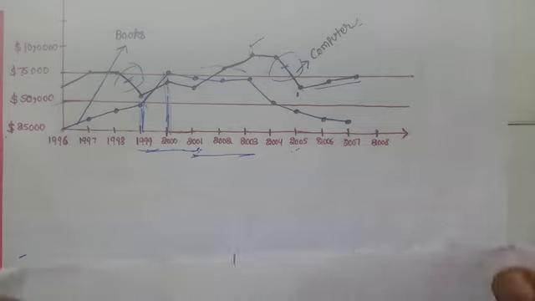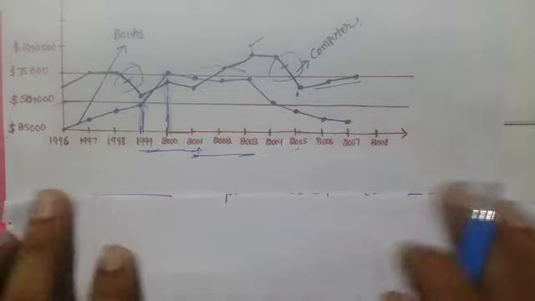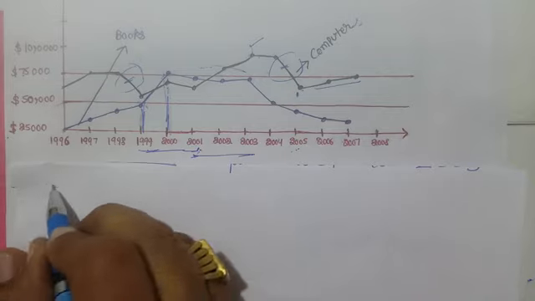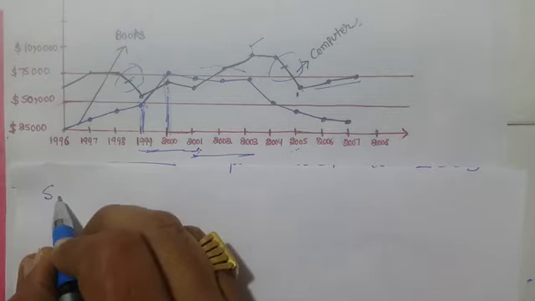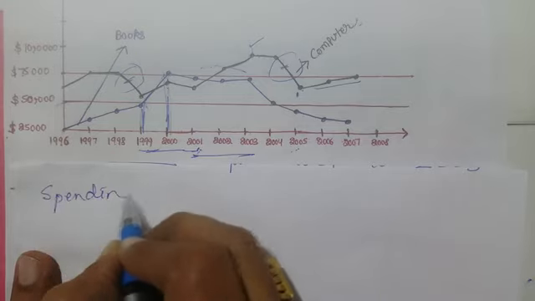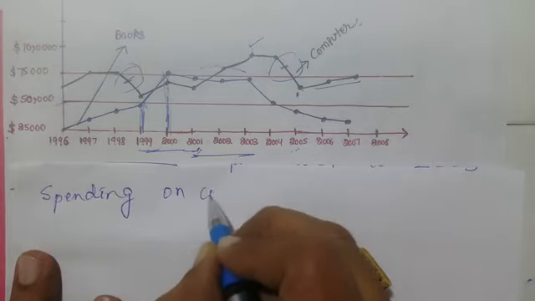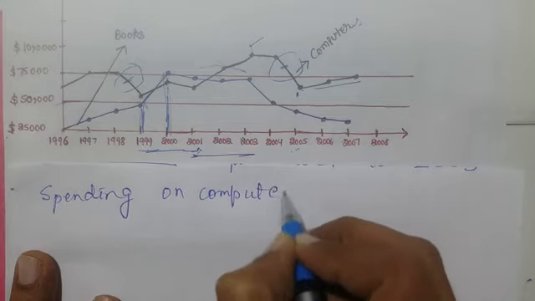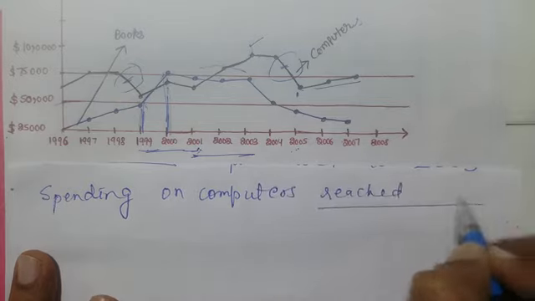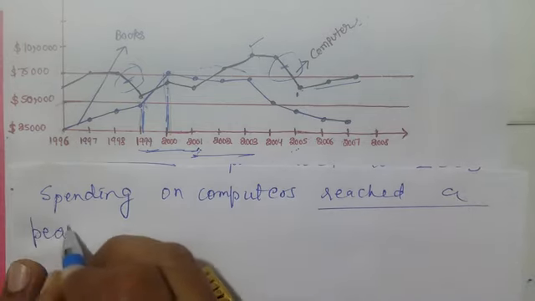Again, the same starting point, but these are the lines. We can say that you can change them according to you. Just a trick or a tip here, right? So, spending on computers reach a peak in which year?